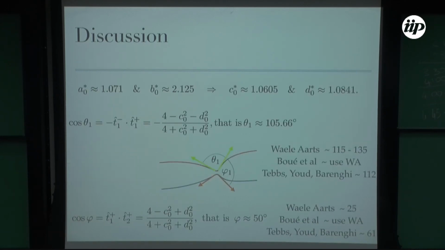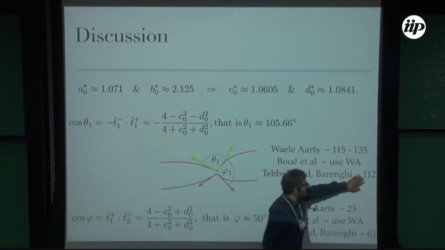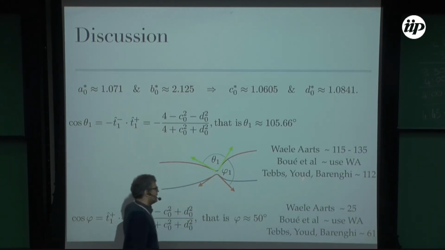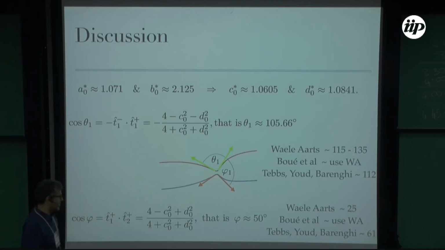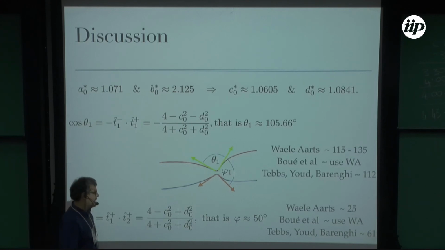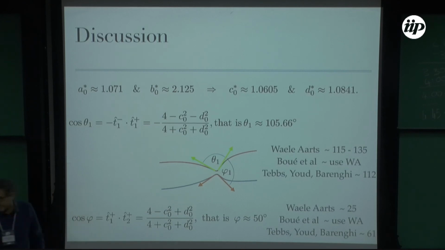This is actually, after some work, you can see that the angles are related to these parameters, the asymptotic parameters. And in this case, theta 1 is about 105 degrees, which is also close to Villois and Arts and also close to Carlo's value. Of course, Boué uses, as I already said, the same thing. And for phi it is about 50, which is different from Villois and Arts, but is close to Carlo's, which is maybe surprising.